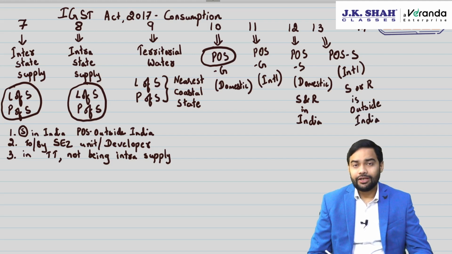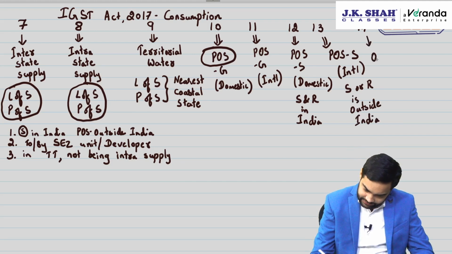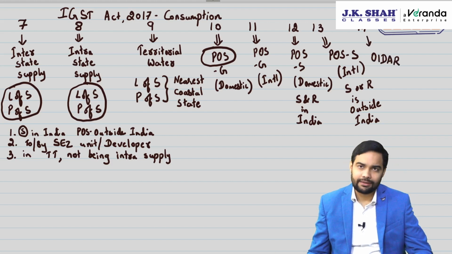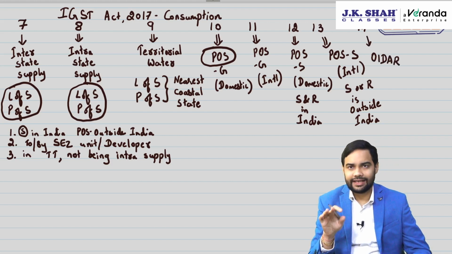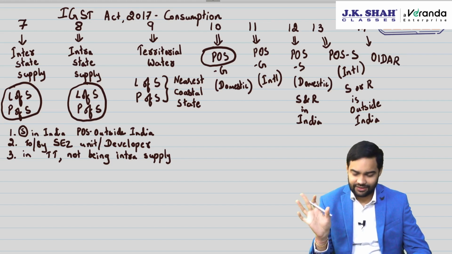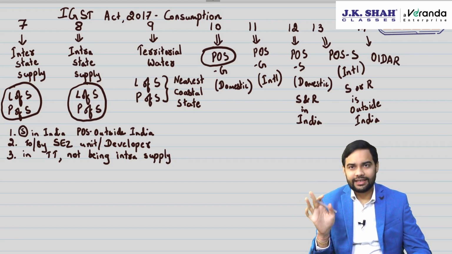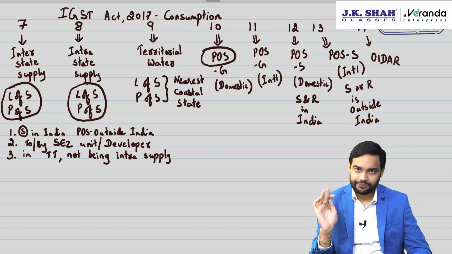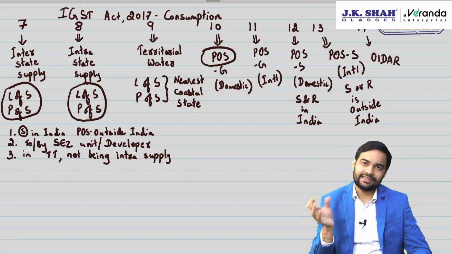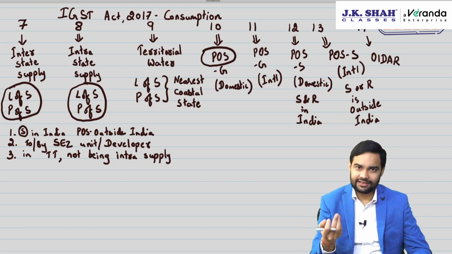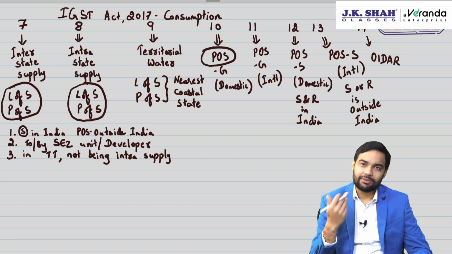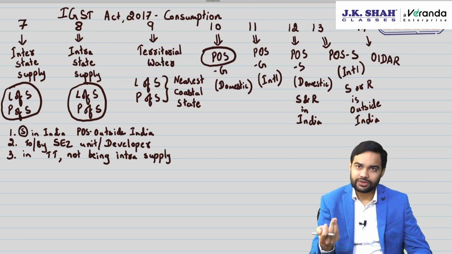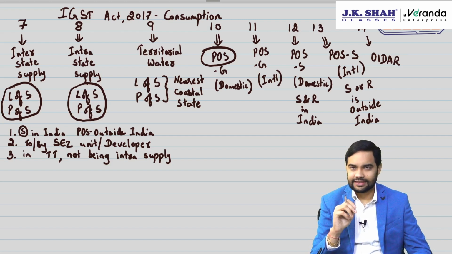Coming to section 14. Section 14 basically helps with OIDAR services, and there is also section 14A which deals with registration for online money gaming, which we will deal with separately in the online money gaming revision video. For OIDAR, there is a separate section to provide that they have to take a simplified registration. What happens when a person is providing OIDAR from outside India? All that is dealt with in section 14.